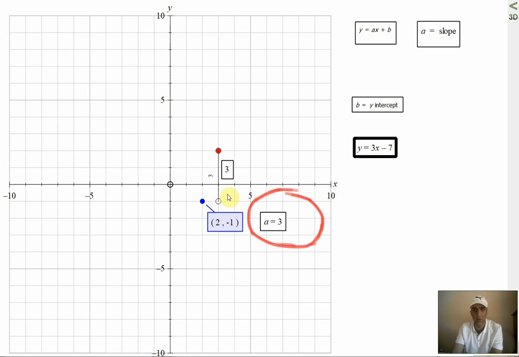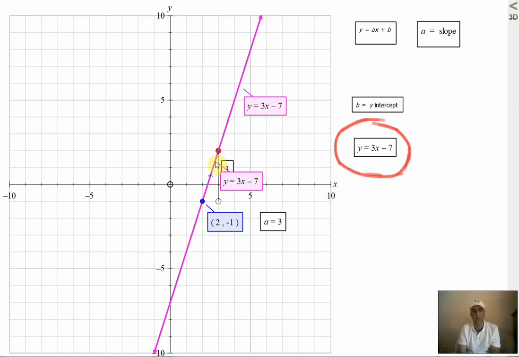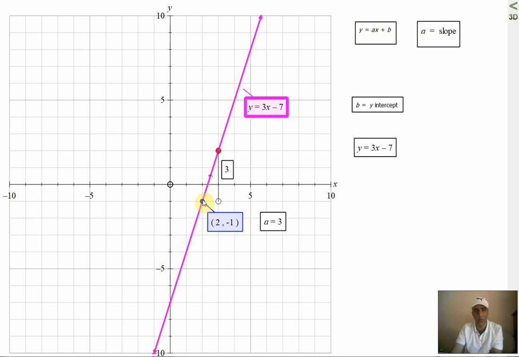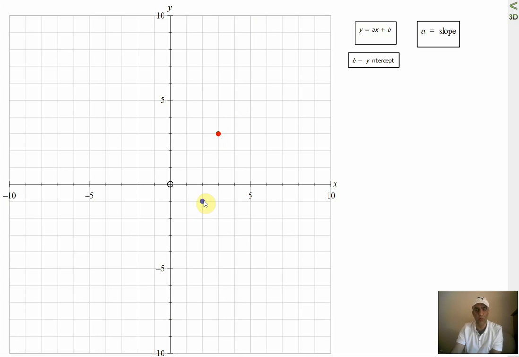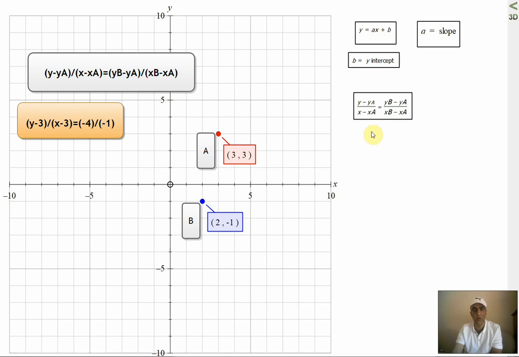And as you see here, we can see the slope, we can see the intercept, and we can see also the point which is on the line function. Equation is y equals 3x minus 7, and we can see the intercept also. If we have 2 points, for example, point A and point B, 3 position and 2, minus 1 position, we have an equation formula: y minus ya divided by x minus xa equals yb minus ya divided by xb minus xa.